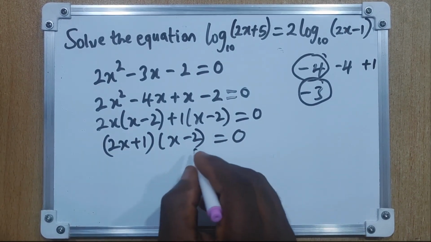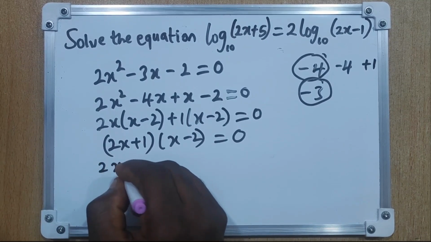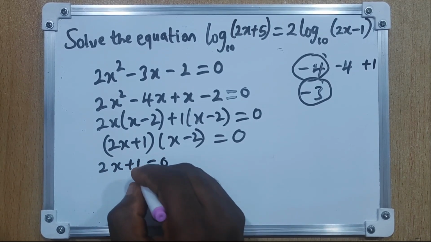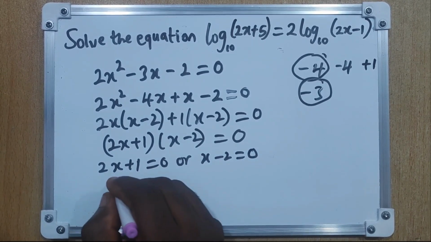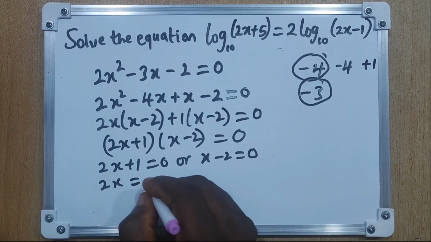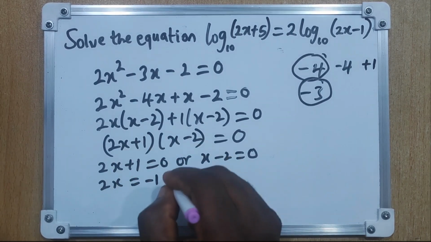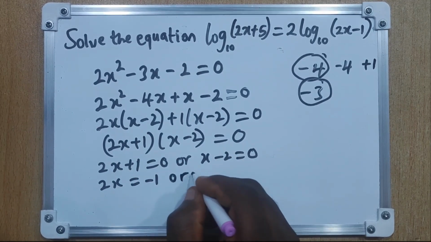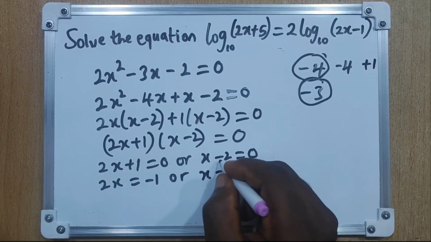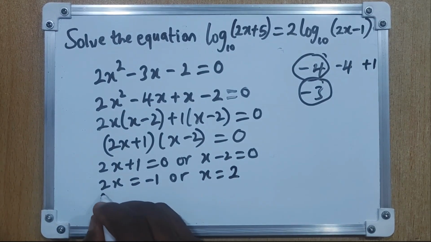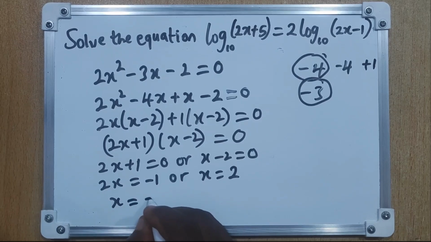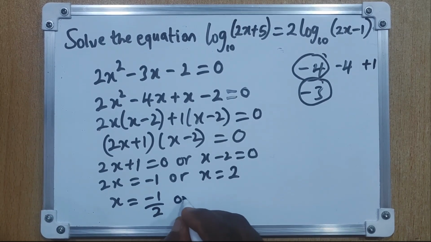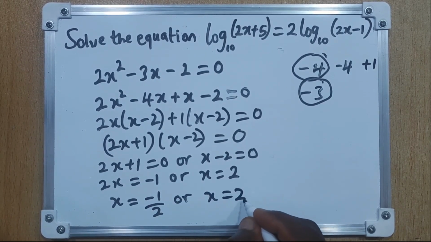And so I can equate each of these factors to 0 and say this is 2x plus 1 equal to 0, or x minus 2 equal to 0. And so I'll just solve. This is 2x equals minus 1, bringing this plus 1 to the other side. Or x is, I'm bringing minus 2 here, it becomes 2. And I can't stop here. I need to find the value of x. So I'll divide both sides by 2. And I'm going to have x equals minus 1 over 2, or x equals 2.